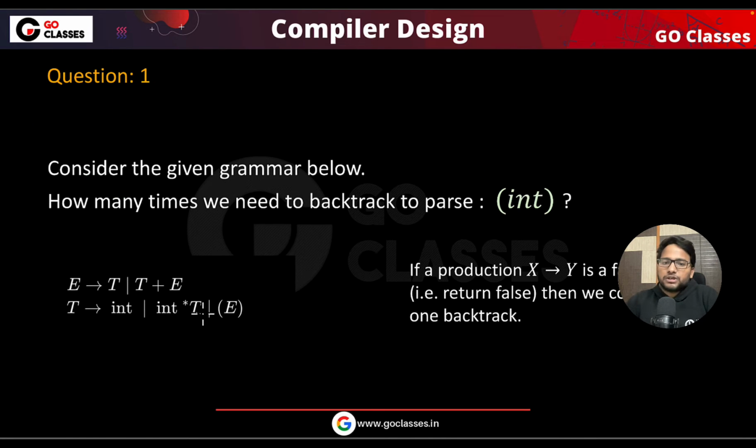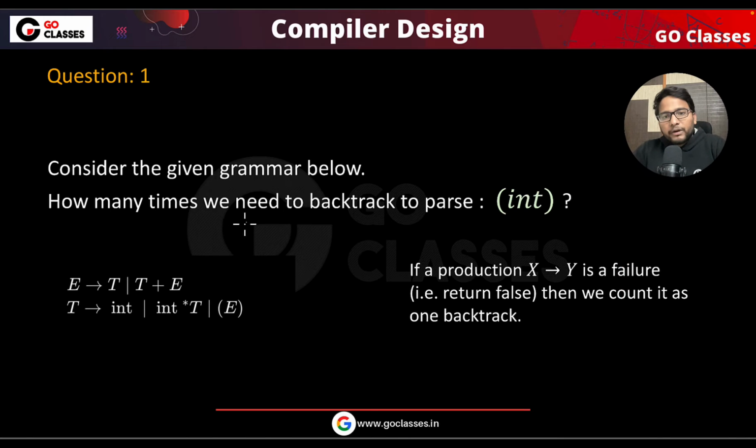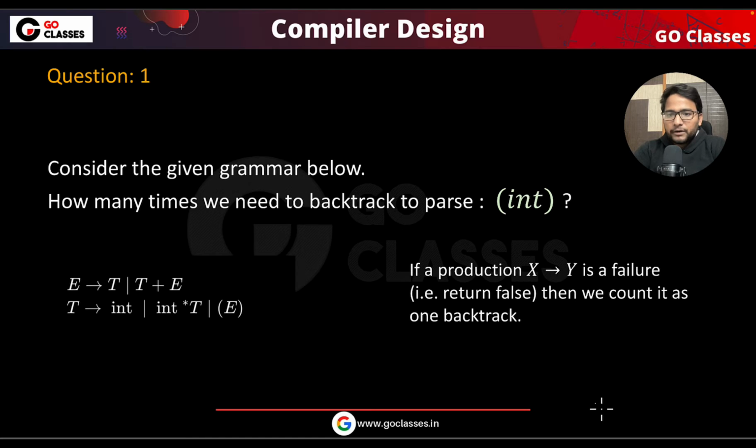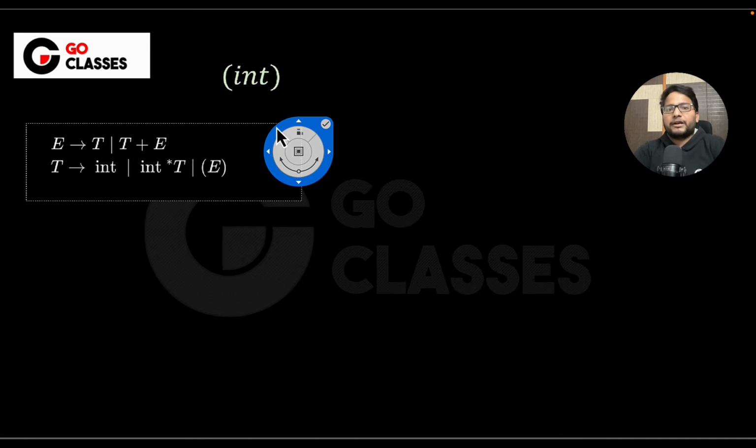So this was question number 1. Now they are saying, how many times do we need to backtrack to parse this particular string for this grammar? Let me go to the next page and write the string and the grammar both. This is the string that we want to parse, and this is the grammar using which we want to parse it. The parser in all the questions is a recursive descent parser, recursive descent parser with backtracking.